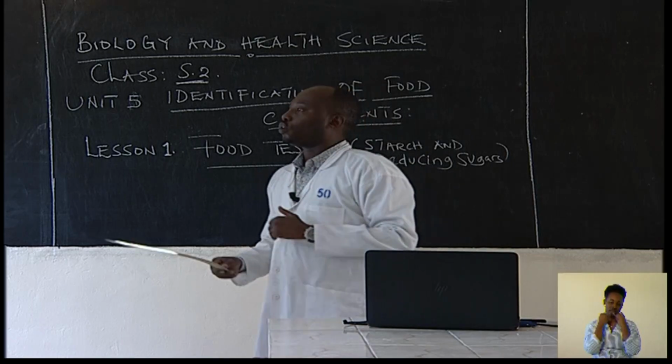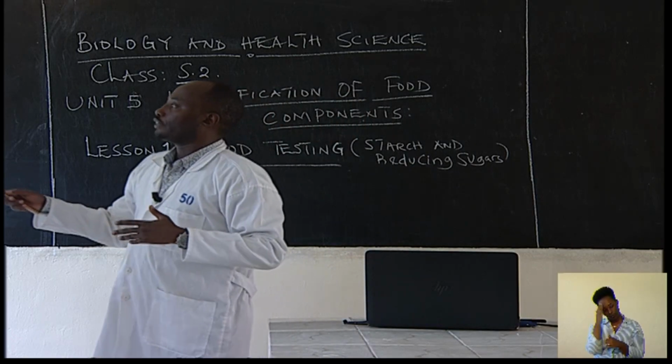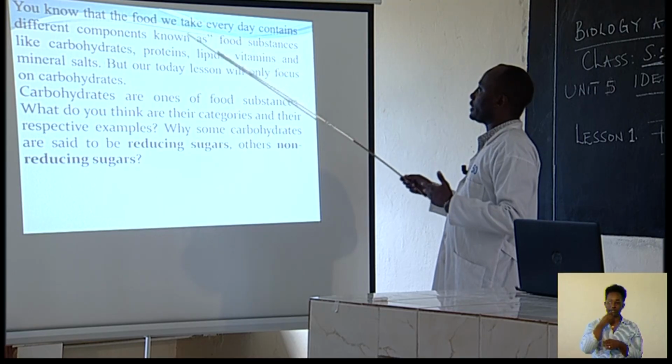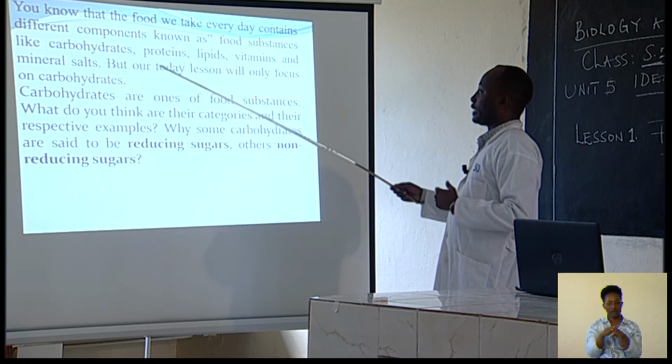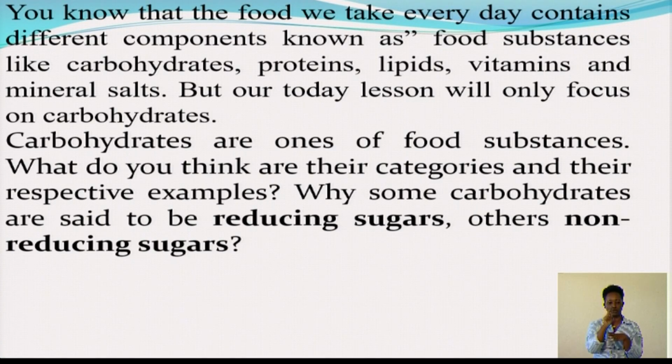Good. I know that the food we eat every day contains different components known as food substances. As I mentioned, we have carbohydrates. These are energy-giving foods. Proteins, body-building foods. Lipids, energy-giving foods. Vitamins, they protect the body against diseases. And we have mineral salts. Examples of mineral salts, you can have iron, which is responsible for blood clotting.